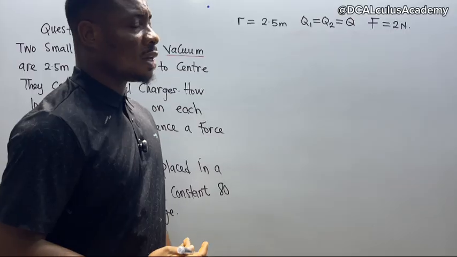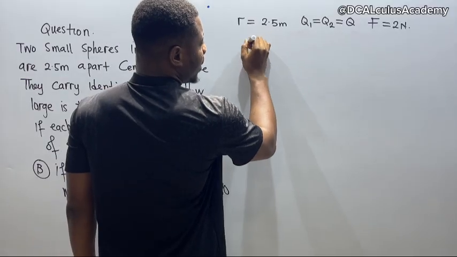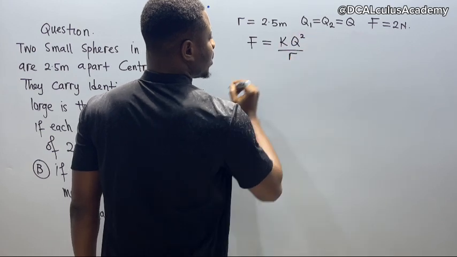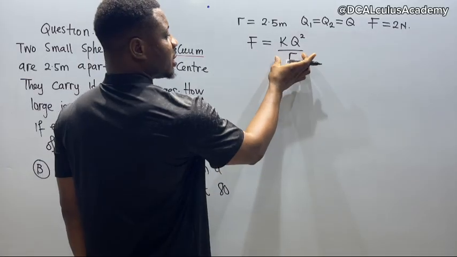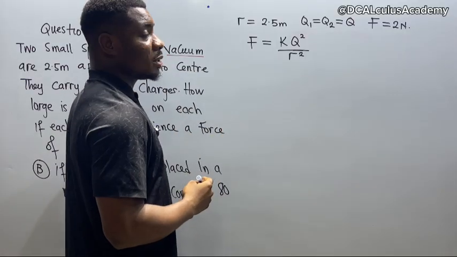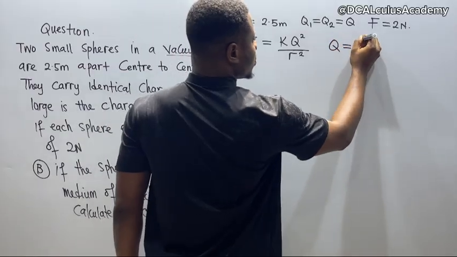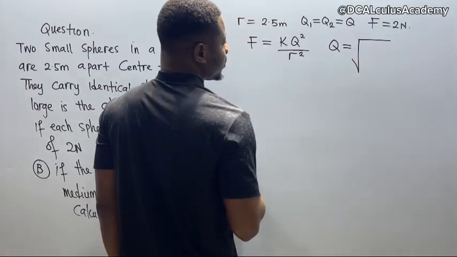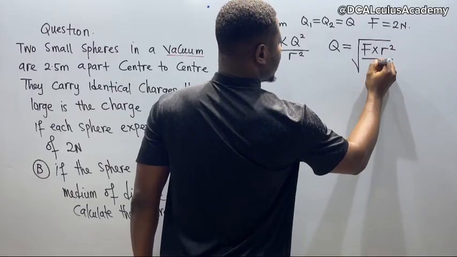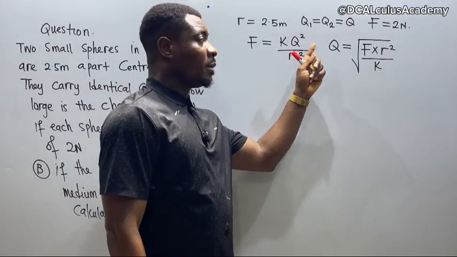We can remember the formula I gave for electrostatics, for Coulomb's law, that tells us that F is equal to kQ squared over R squared. We can decide to make Q the subject of the equation. If we do that, Q is going to be equal to the square root of F times R squared divided by k.